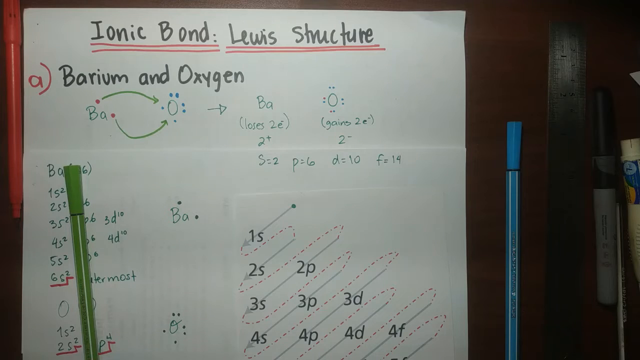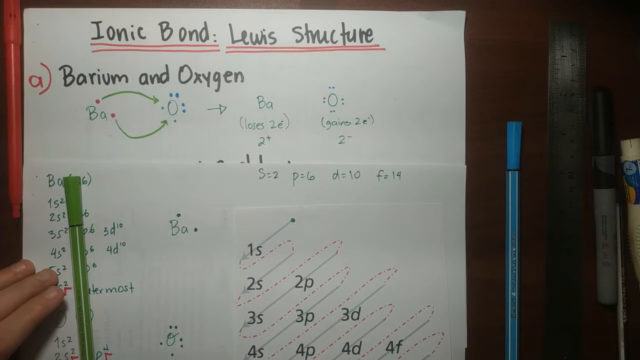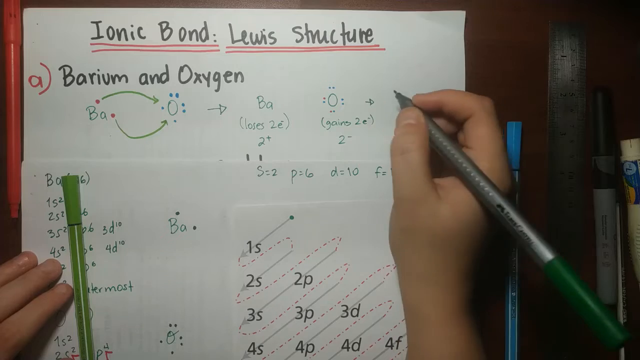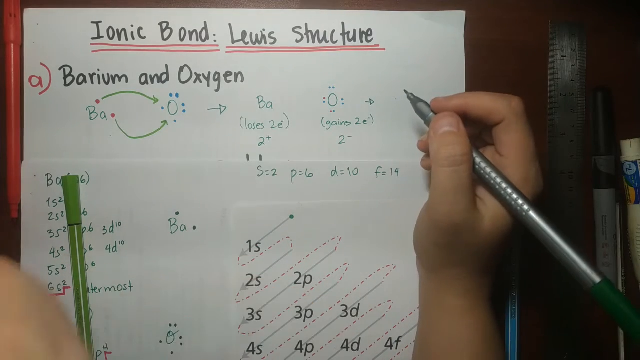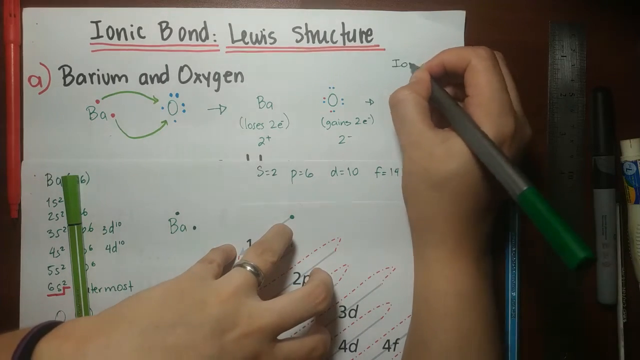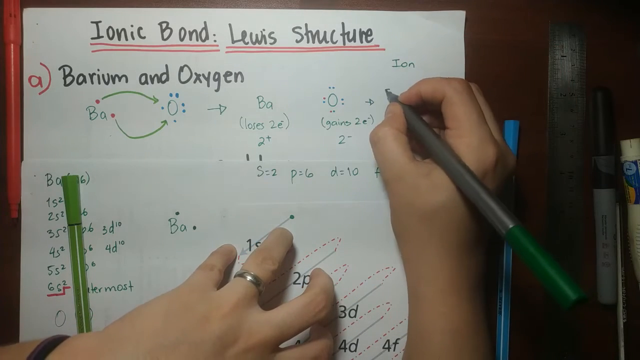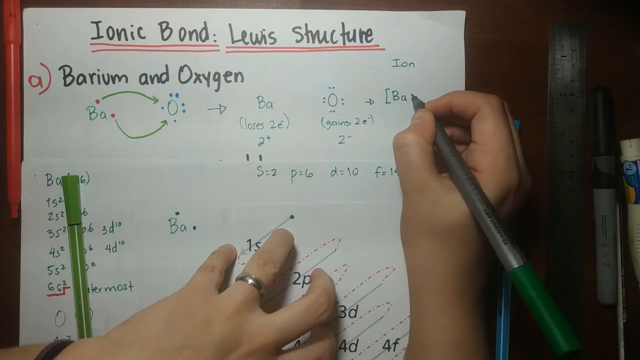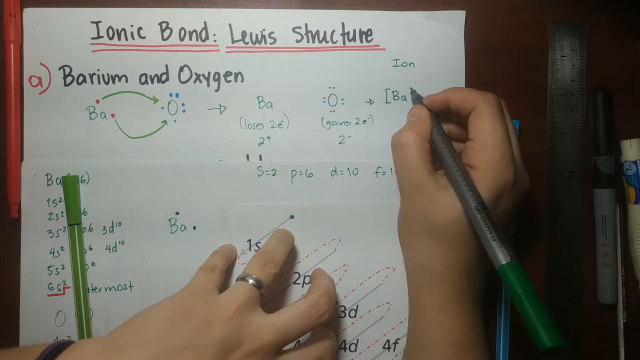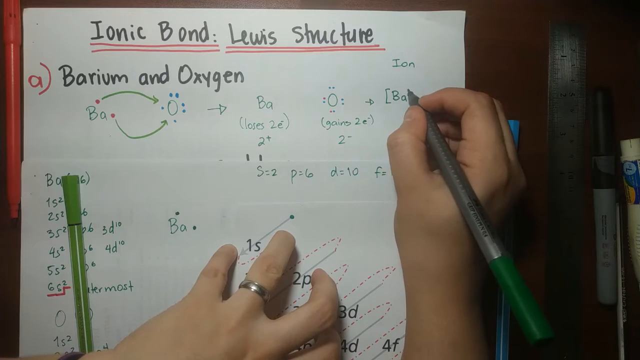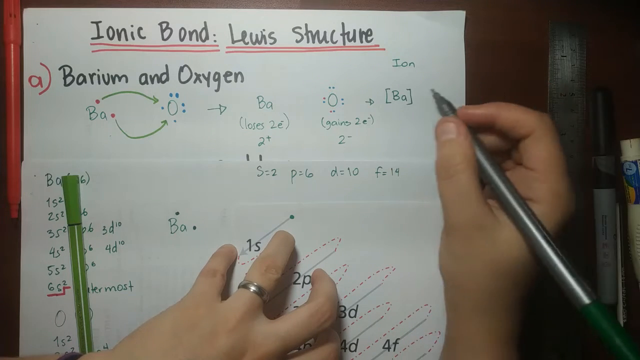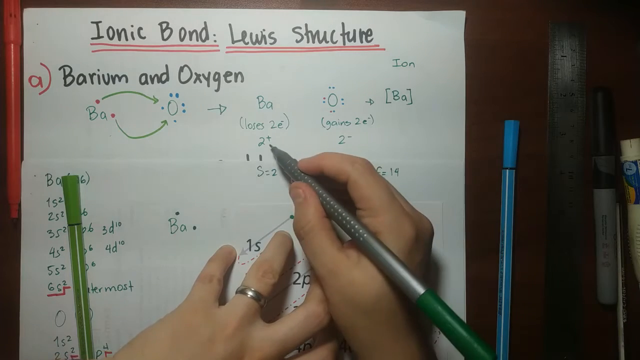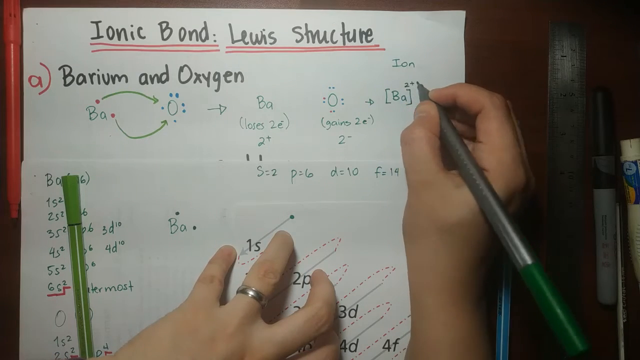Now in this case, when we have all this, what we do is we transform to its ion form. So barium will be right here. We place it inside brackets, as you can see, and we write the charge 2 plus right here.